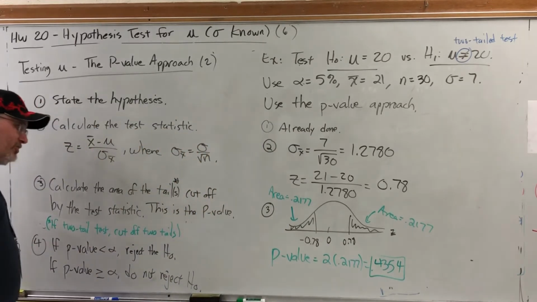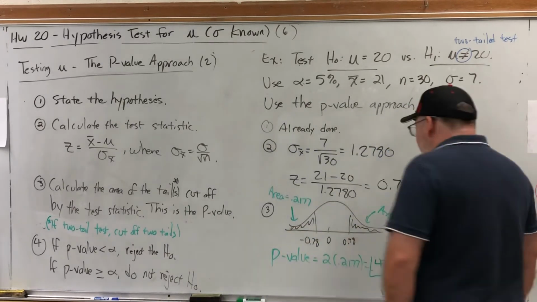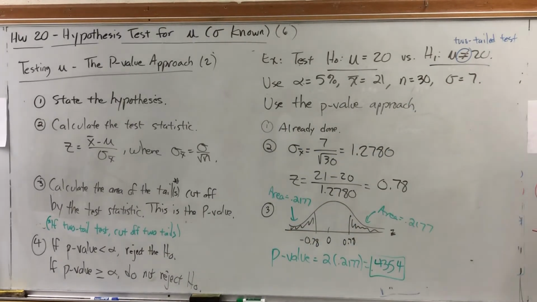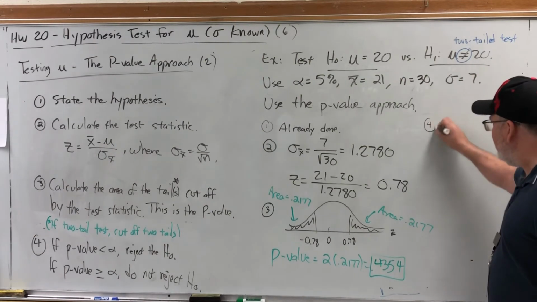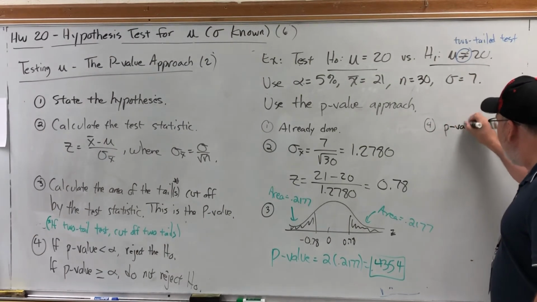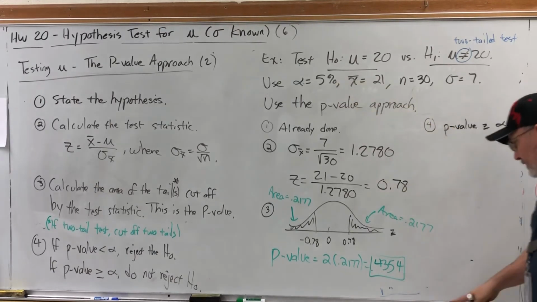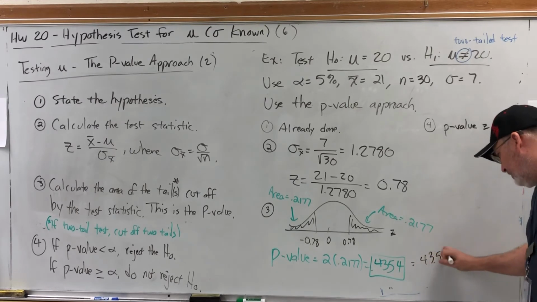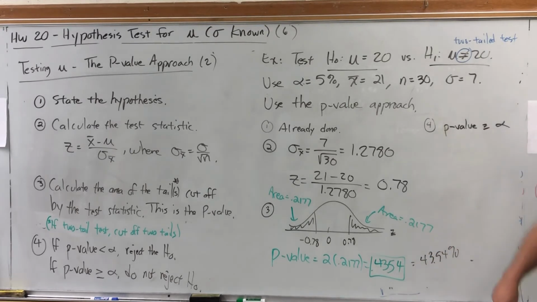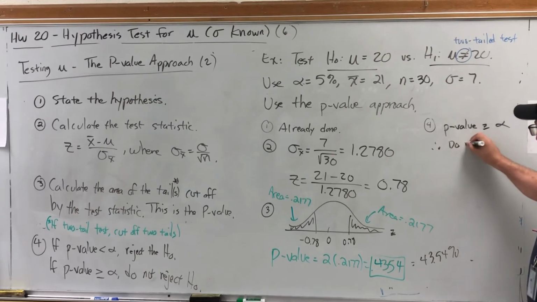It's pretty likely, actually. So you calculate the p-value, which is the area or areas of the tails cut off by the test statistic, and then you compare it to the significance level. In this case, the p-value is greater than or equal to the significance level. Remember, as a percent, this is 43.54%. That's way more than 5%. Therefore, we do not reject the null hypothesis.